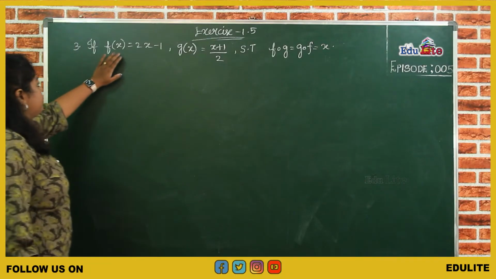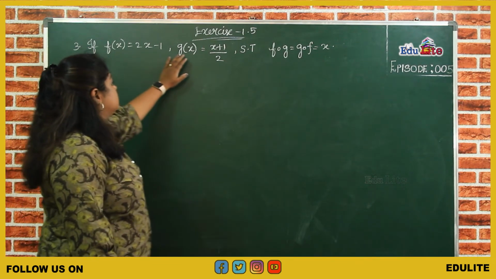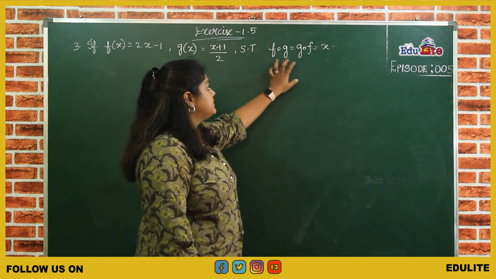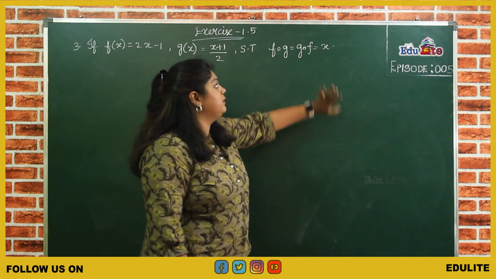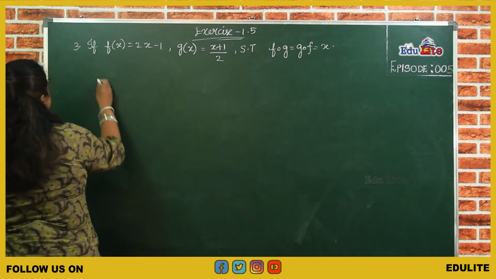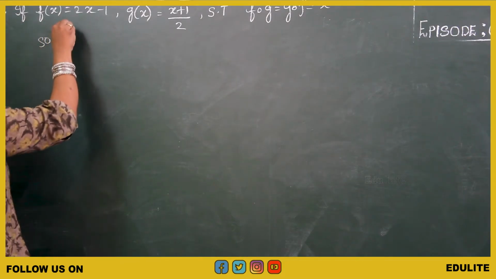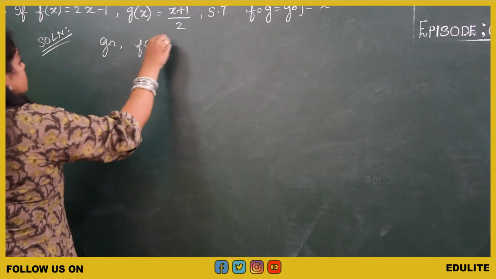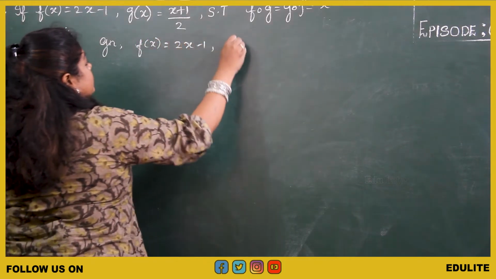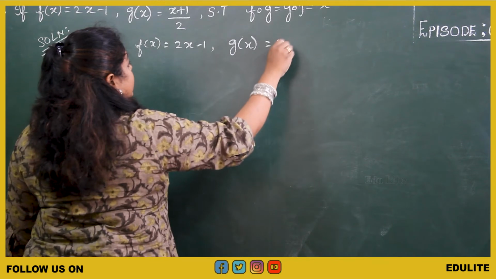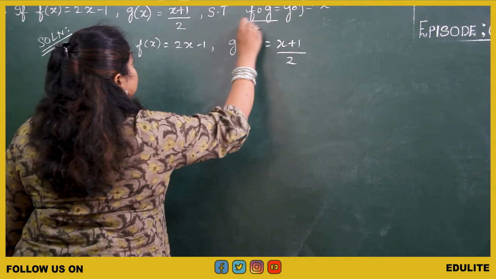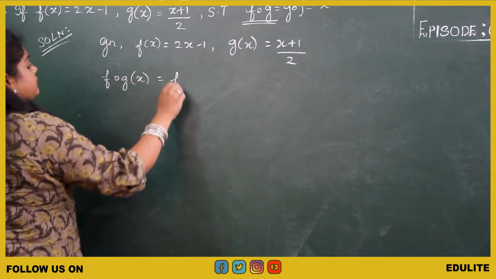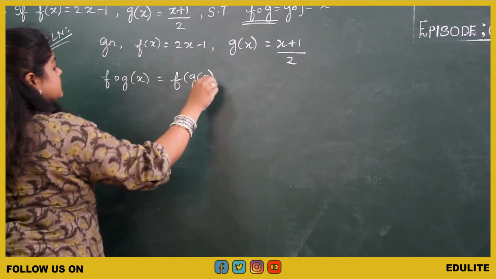In the next problem, f of x is given as 2x minus 1, g of x is given as (x plus 1) by 2. What we have to do is show that both f composite g and g composite f are equal to x. Given f of x is equal to 2x minus 1, g of x is equal to (x plus 1) by 2. First we will find f composite g. F composite g is f of g of x.